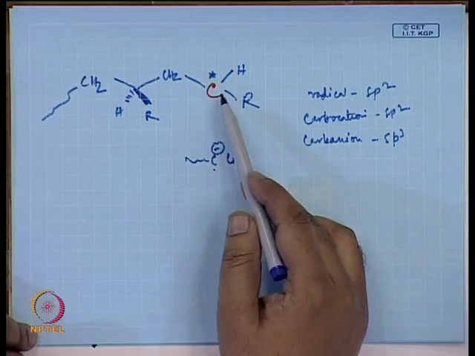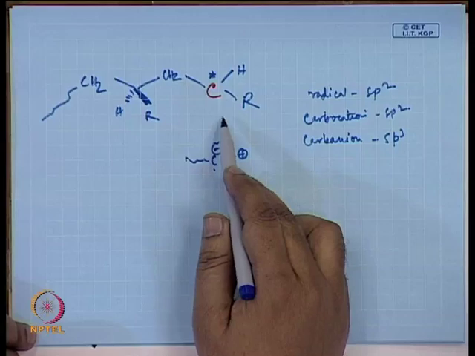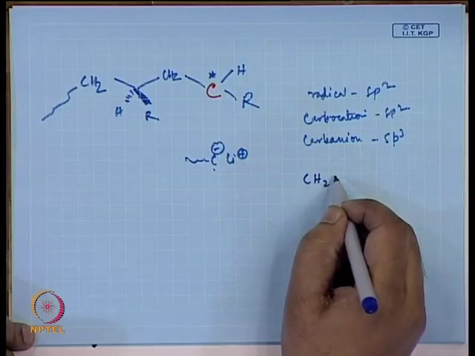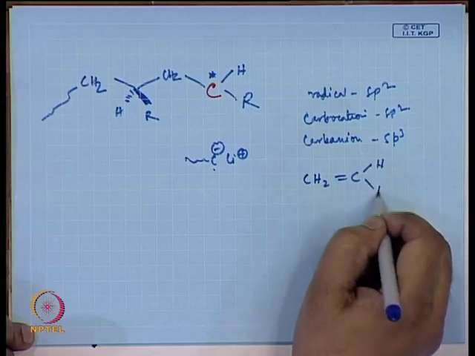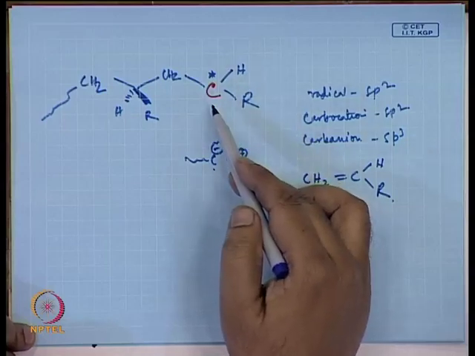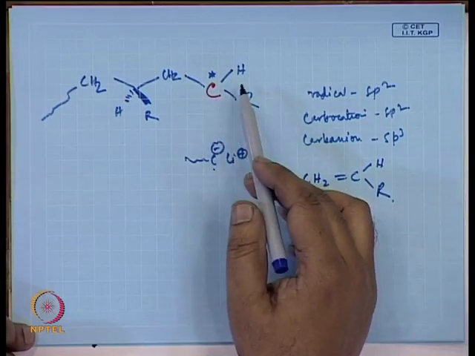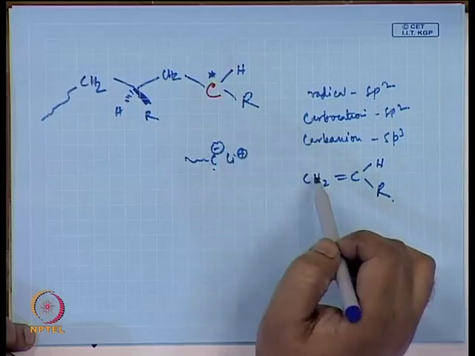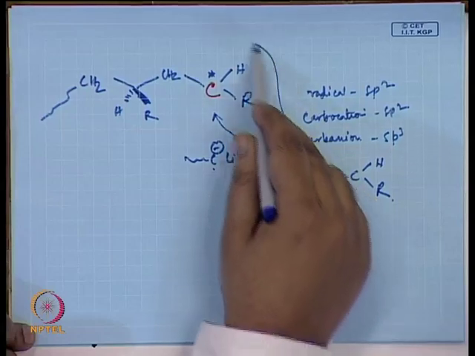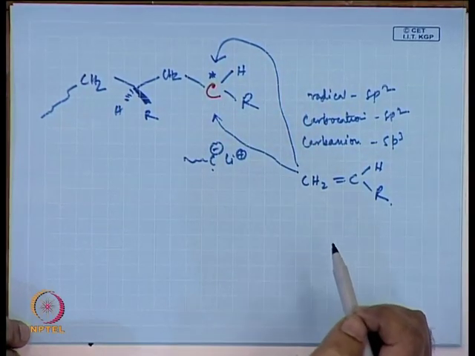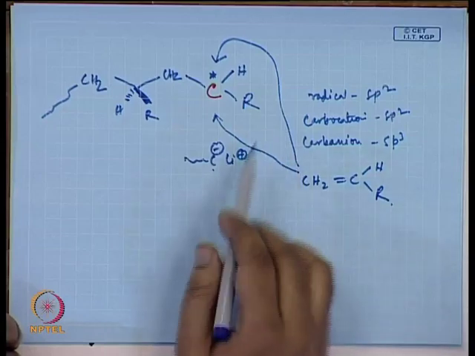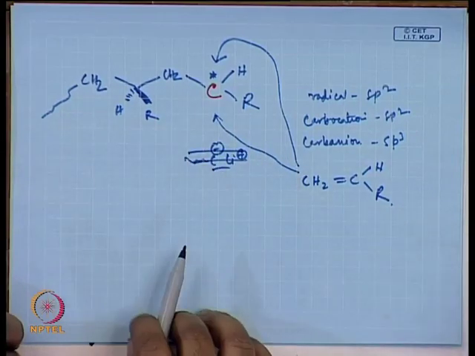Now, if it is a planar geometry, when the next monomer comes in, because it is planar, it can come from both sides. So, there is no special preference, it can come from this side or from this side as well. There is no special preference or hindrance from one side or the other. Let me wipe it off to avoid confusion, this one.